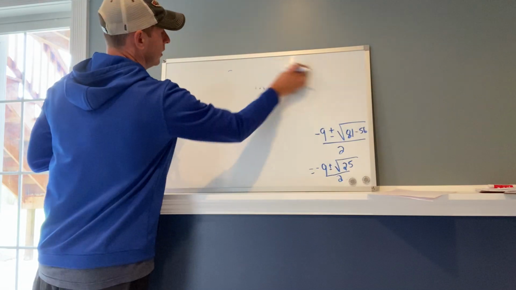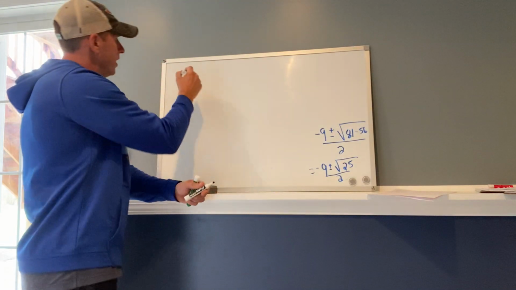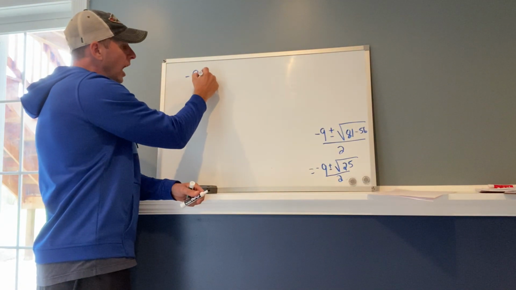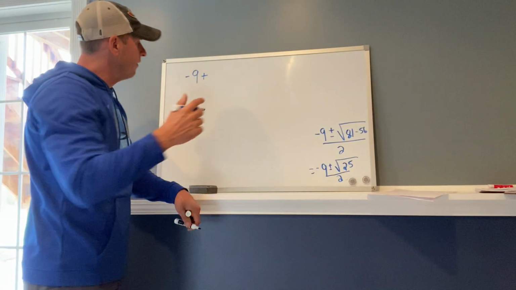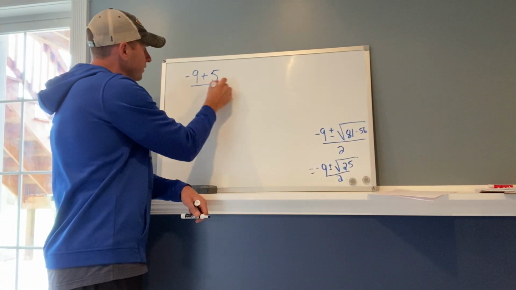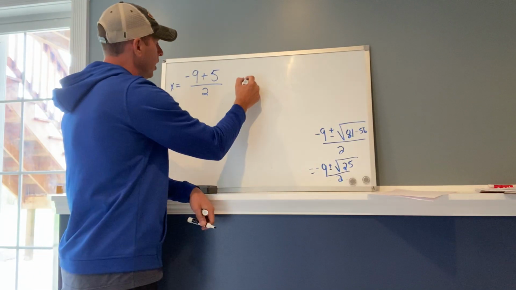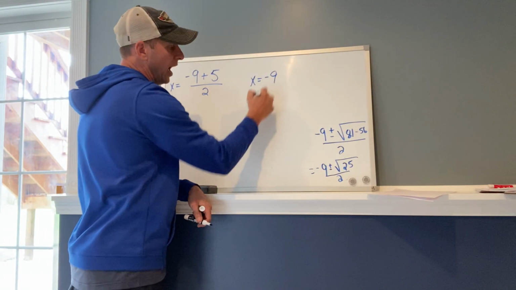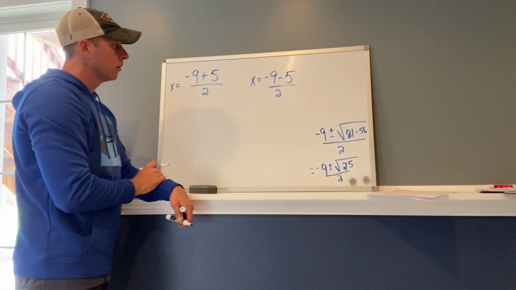Okay. Now, from here, we can write two separate equations. Negative 9 plus the square root of 25. What's the square root of 25? 5. So negative 9 plus 5 divided by 2 is one of our equations. Our other one is negative 9 minus 5 divided by 2.